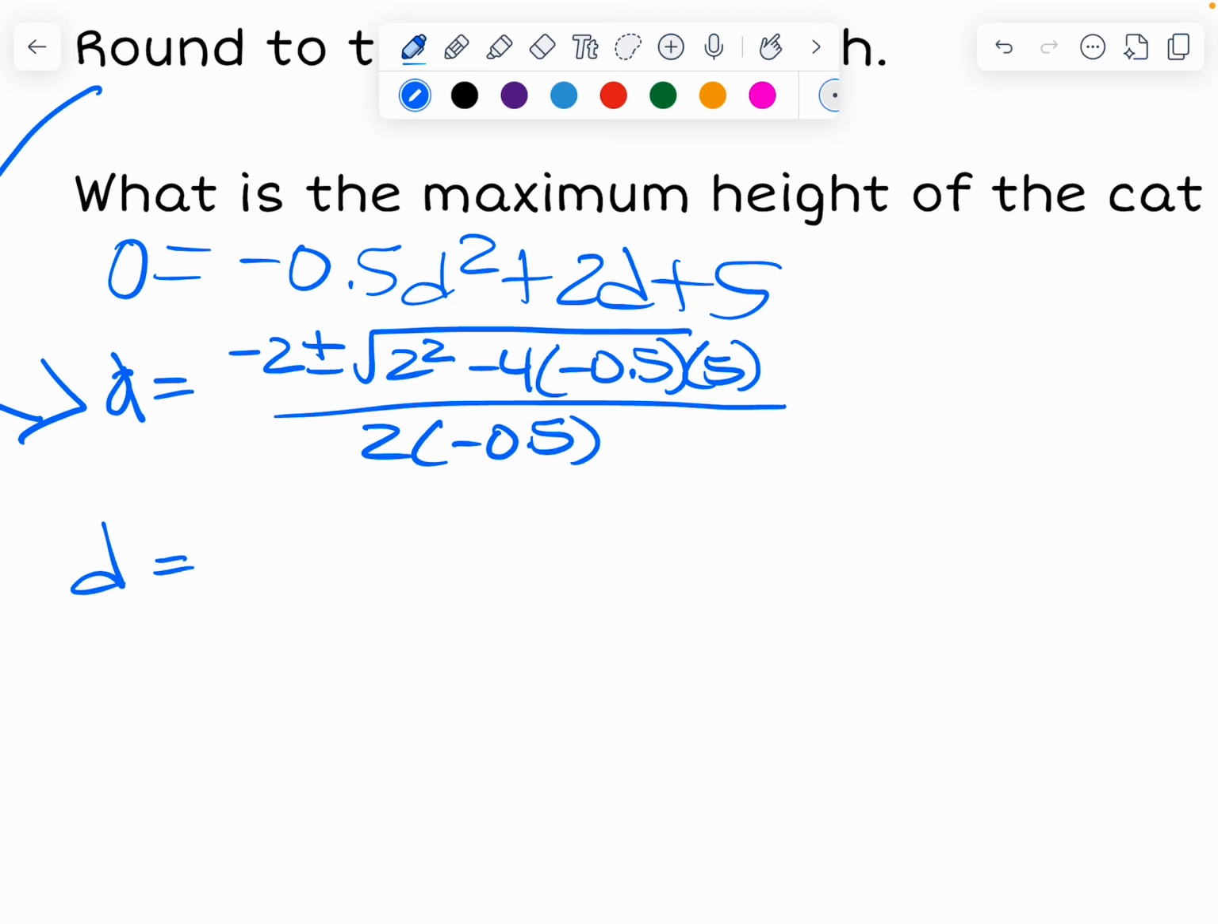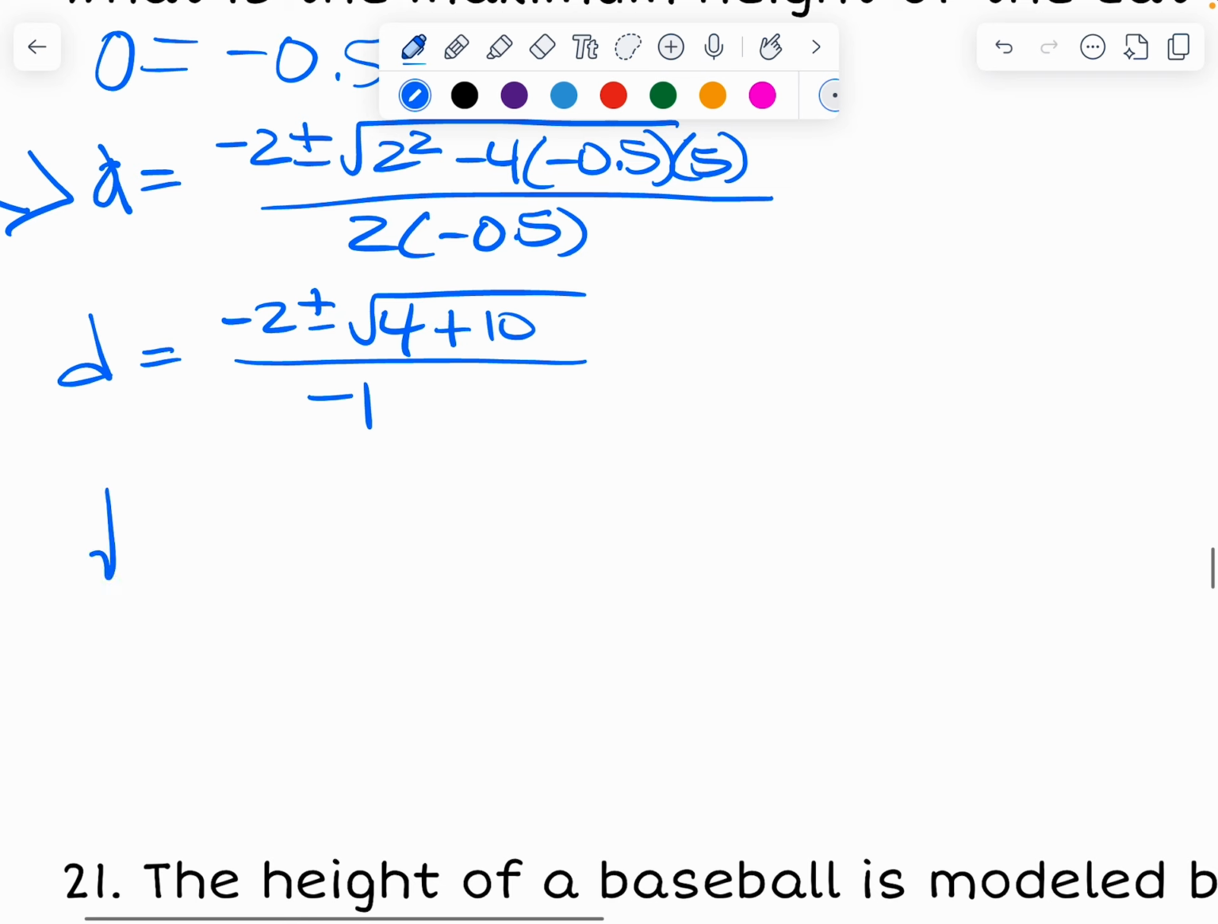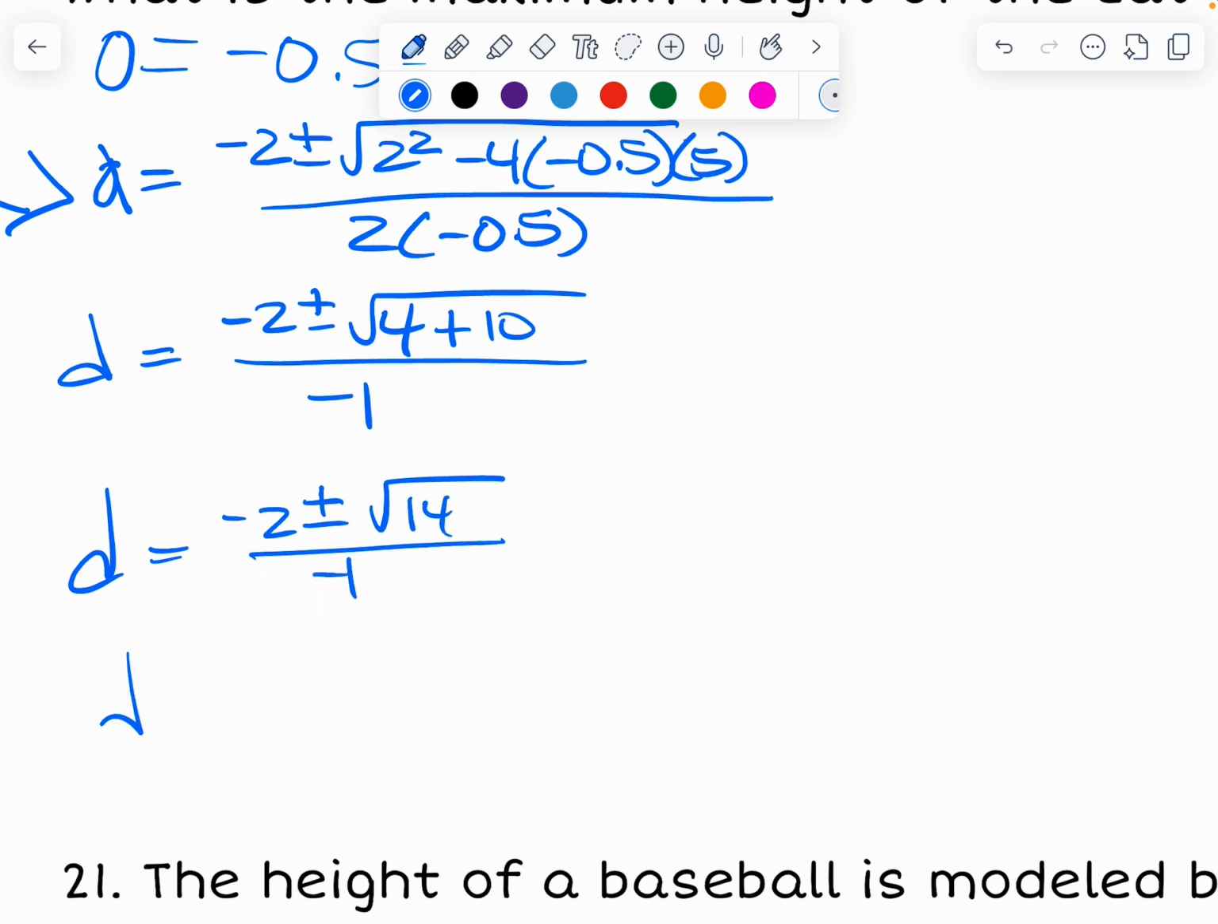Ouch. So I have negative 2 plus or minus the square root of 4, that's going to get me plus 10, all over negative 1. So d equals negative 2 plus or minus the square root of 14 over negative 1. D equals 2 plus or minus the square root of 14.